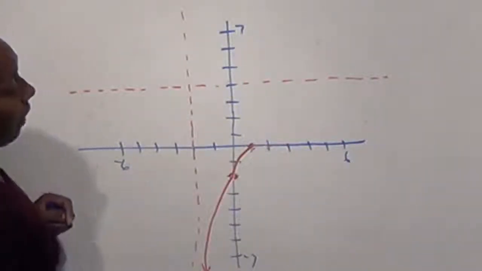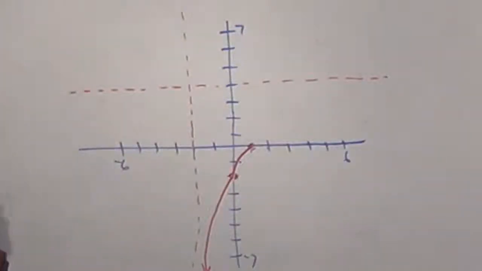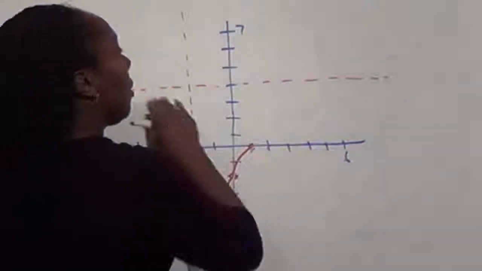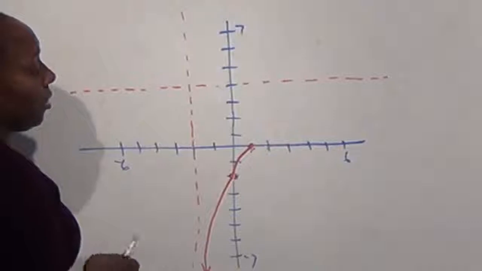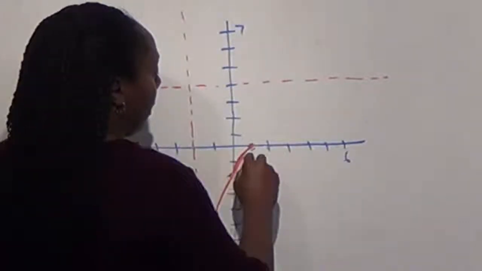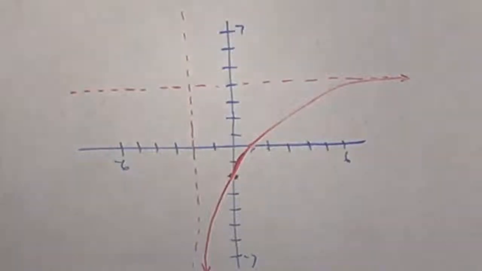On the other side of my intercept, as I move out towards positive infinity in the x direction, my function's end behavior has to look like my horizontal asymptote. So that tells me from here, I'm going to be increasing closer and closer to that horizontal asymptote.